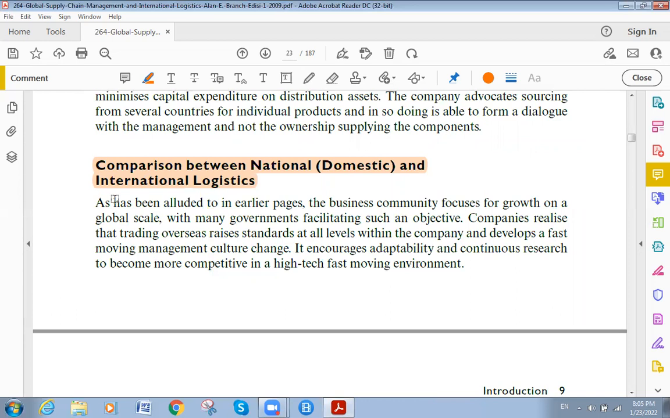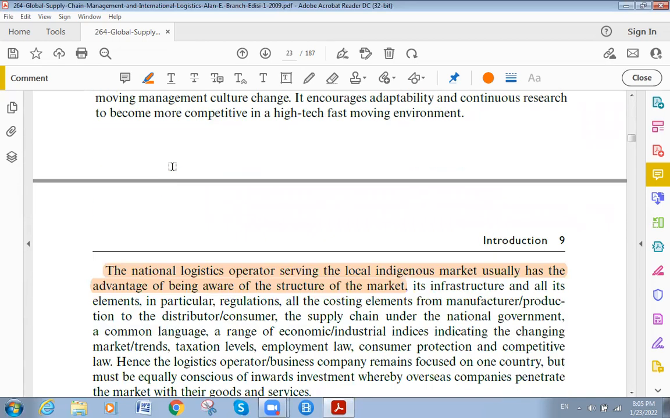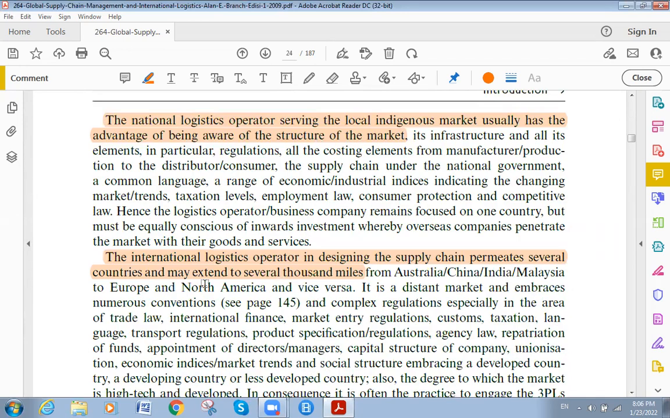When we compare the domestic system, where domestic means local, and the international, we find that the national logistic operators serving the local indigenous market usually have the advantage of being aware of the structure of the market. Yes, because this is my country and I know what's going on in it and I know everything around it. The international logistic operators design the supply chain parameters across several countries.